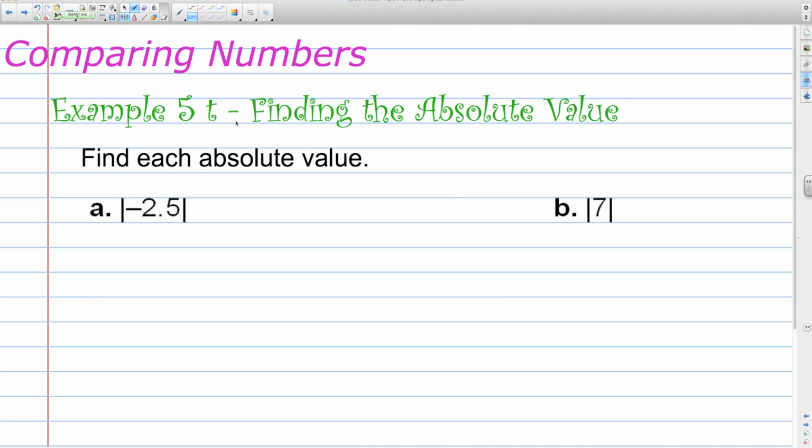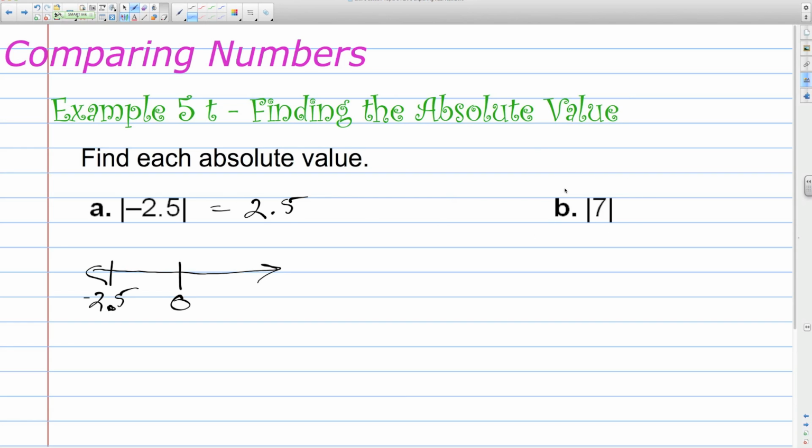In example 5T, finding the absolute value is the goal. We're told to find each absolute value. For part A, we have negative 2.5. In relation to the definition we just discussed, it's a number's distance from 0. Well, negative 2.5 is over here, and it's 2.5 steps away from 0. So the absolute value of negative 2.5 is 2.5. Notice the absolute value is always positive.